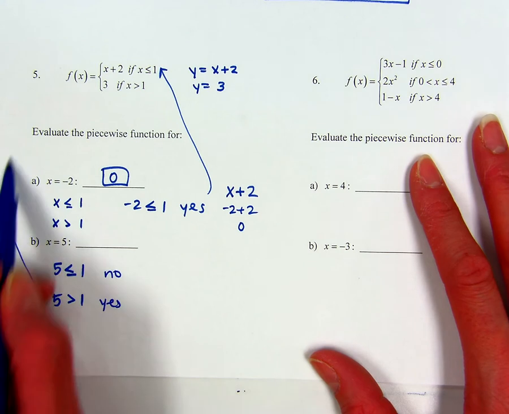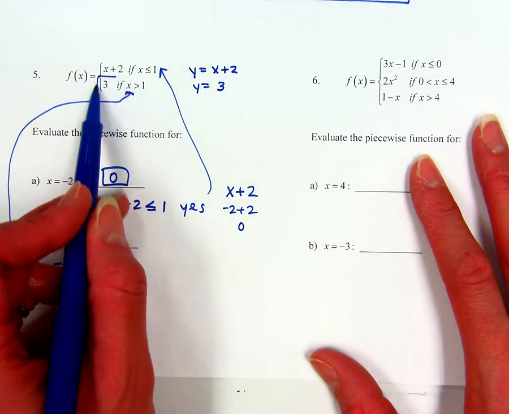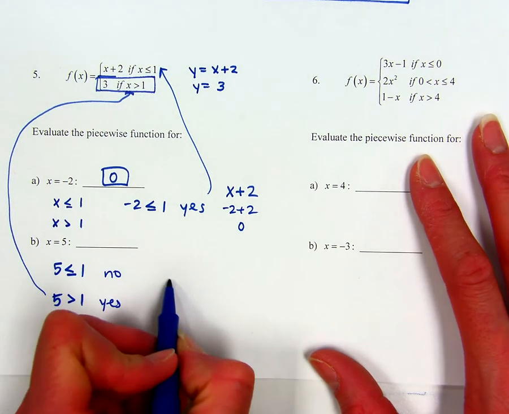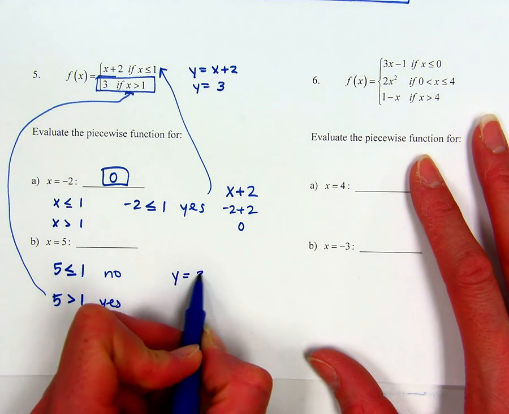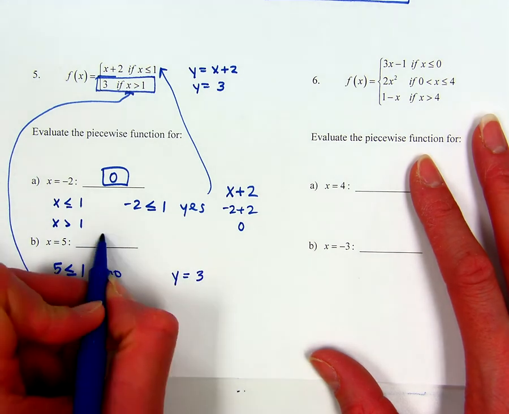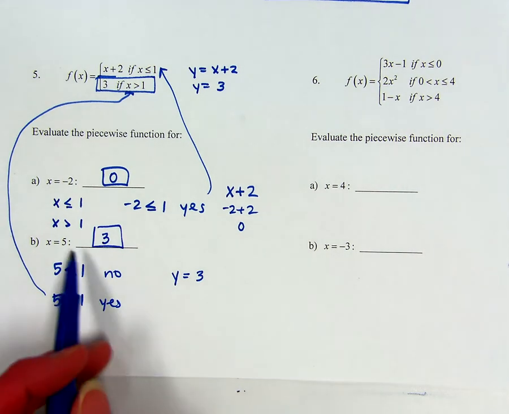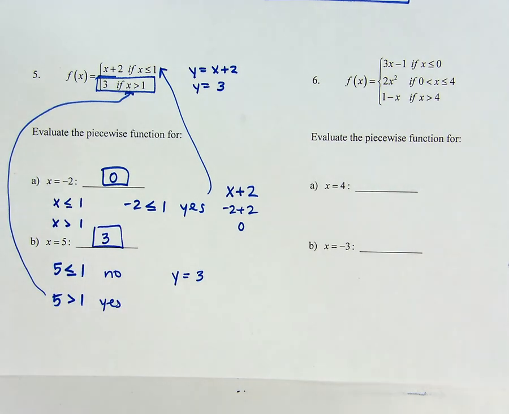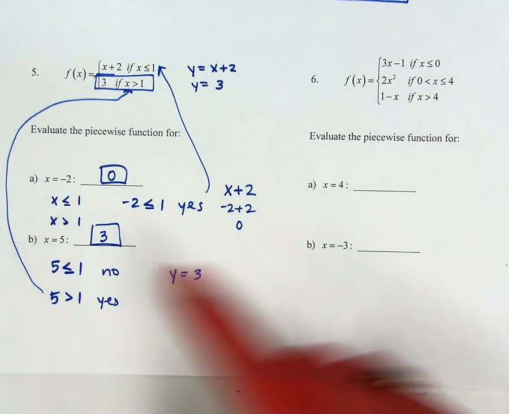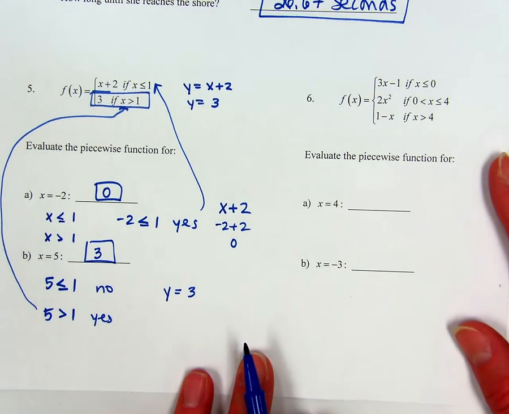So that tells me to use this one. Okay, so now this one is saying y equals 3. Well, it always is going to equal 3. There's nowhere to plug my x in. So any number that's greater than 1, if I plugged in 2, 3, 4, 5, 1,000, my answer would be 3.